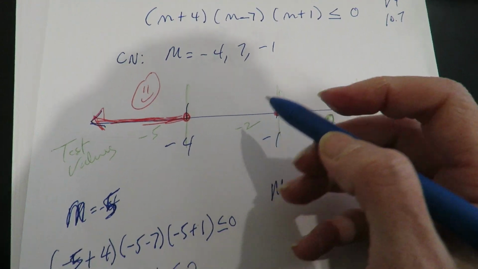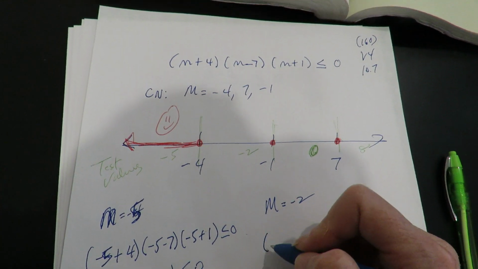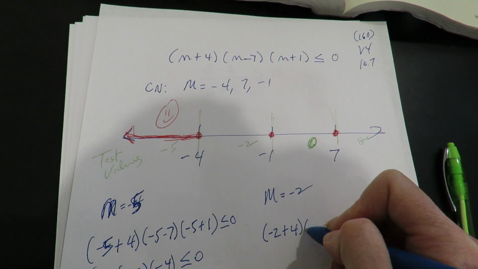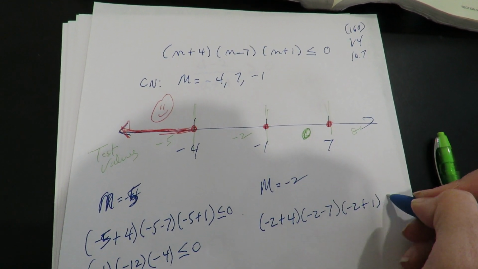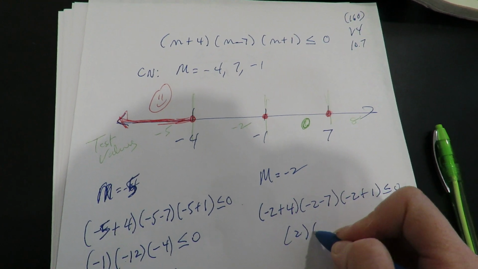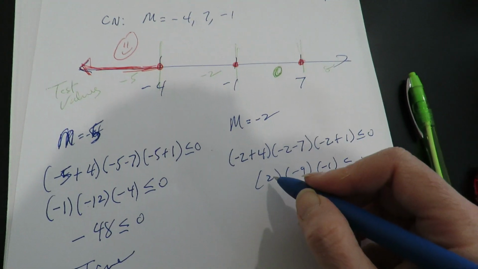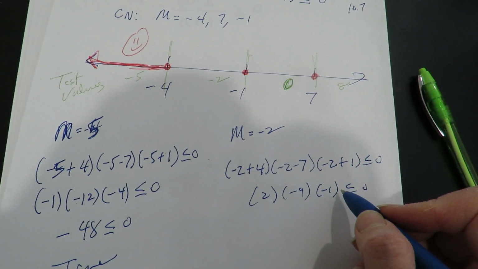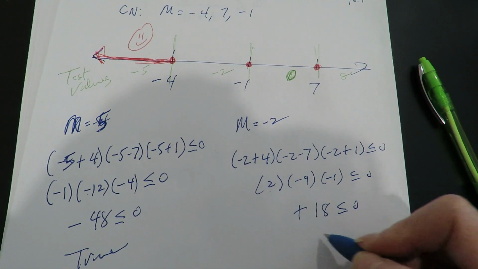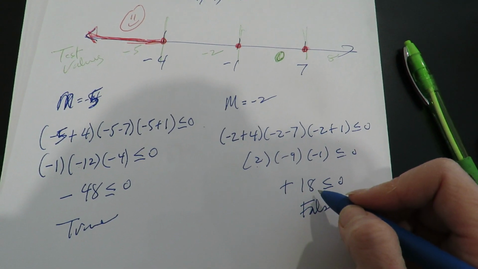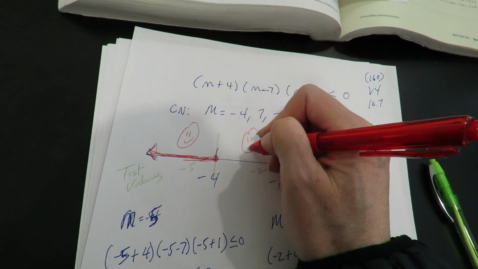Okay, now I'm going to pick this guy. So same idea. I'm going to plug it into the original. Positive times a negative is positive. 2 times 9 times 8 is 18. So positive 18 is not less than 0. So this guy's false. This guy's not happy.